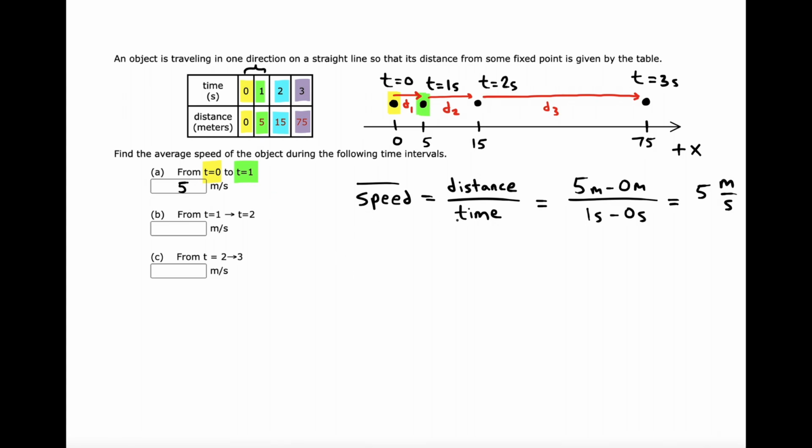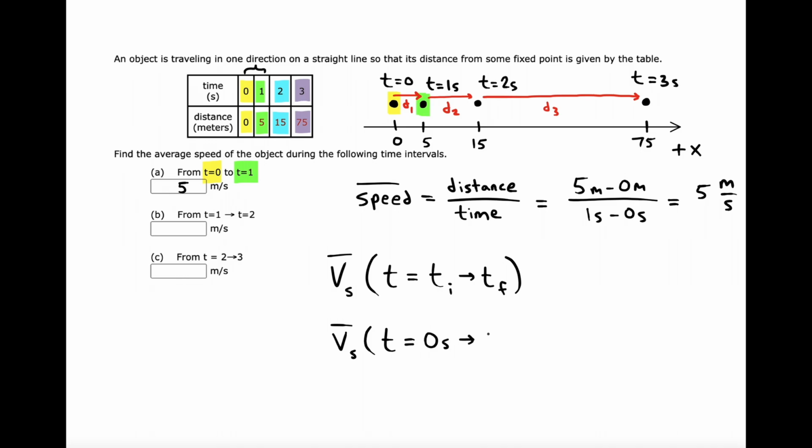We can represent this formula a little bit more rigorously with symbols. The formulas which we could use here could be v_s with a bar, which stands for the speed. And we can also give our time interval explicitly by doing this. We want to state the initial time and the final time of the interval. So it would be from t equals 0 seconds to 1 second. And that's going to be 5 meters per second.